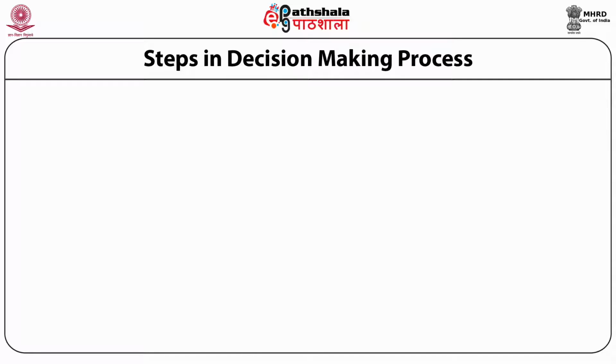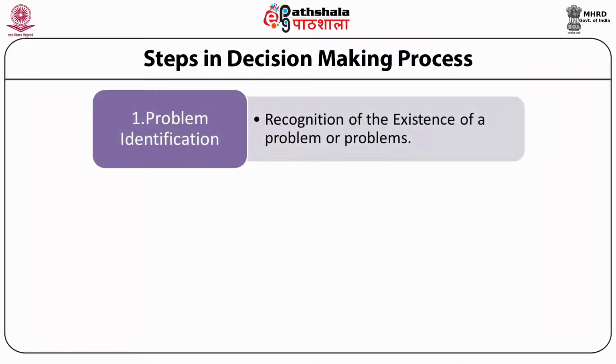Now, let us try to find out the steps that could make a good decision, or the steps in the decision-making process. The steps would start with, one, problem identification, then leading to two, problem analysis, then three, determining the possible alternatives, four, evaluating the impact of alternatives, five, the selection of an alternative, and six, implementing the selection. Let's come back to the first step, that is, problem identification.